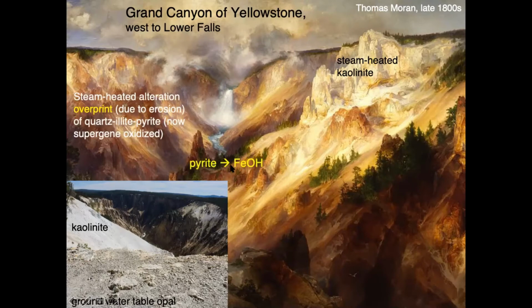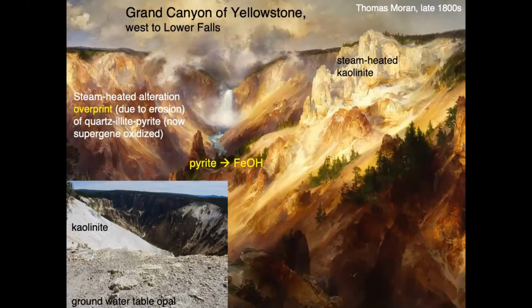related to the illite alteration is altering to iron hydroxides. So the steam-heated alteration, and the deeper illite-pyrite alteration that's been supergene oxidized, caused the wide range of colors in this valley exposed by the river erosion, and that's the reason that Yellowstone was turned into a national park.